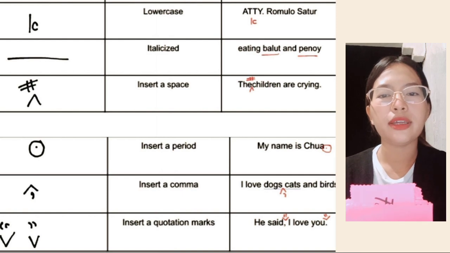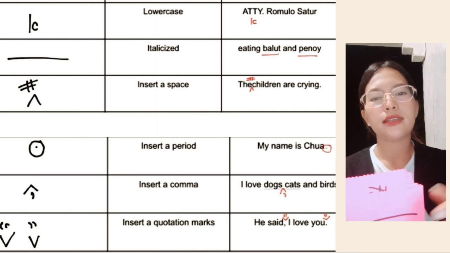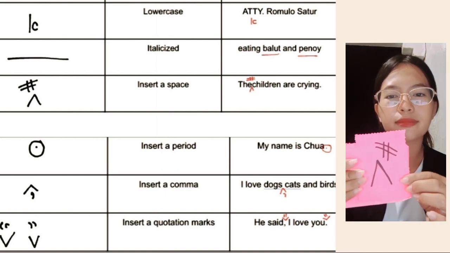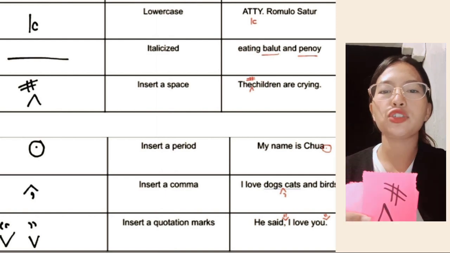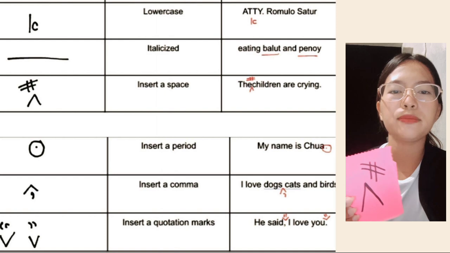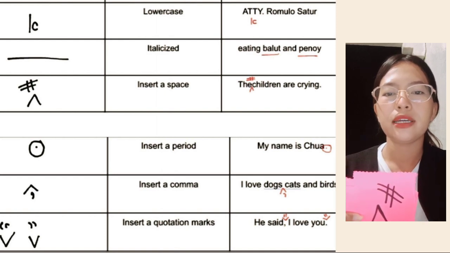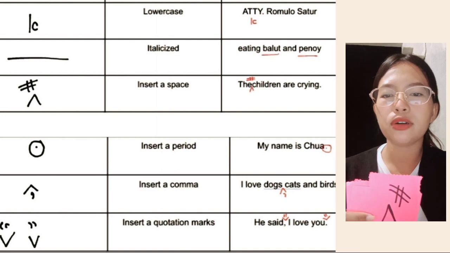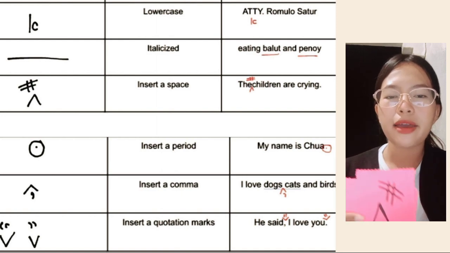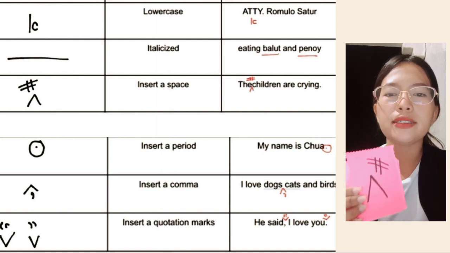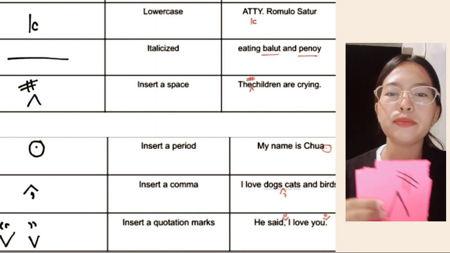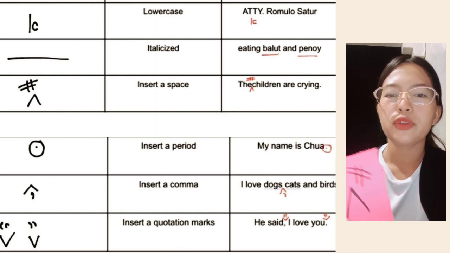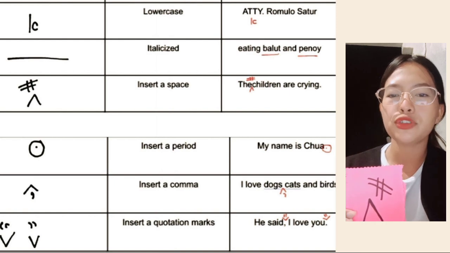So the next one is the insert space symbol. This one shows where a space is missing between two words. In the sentence, thechildren are crying, there is no space between the and children. The insert space symbol indicates that a space should be added so the corrected version becomes the children are crying.